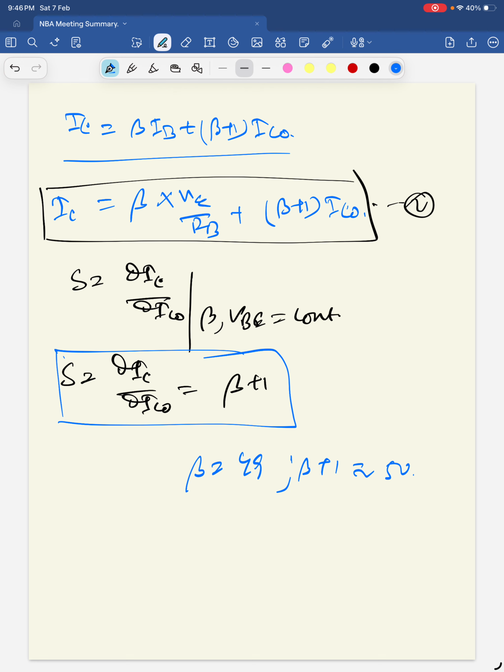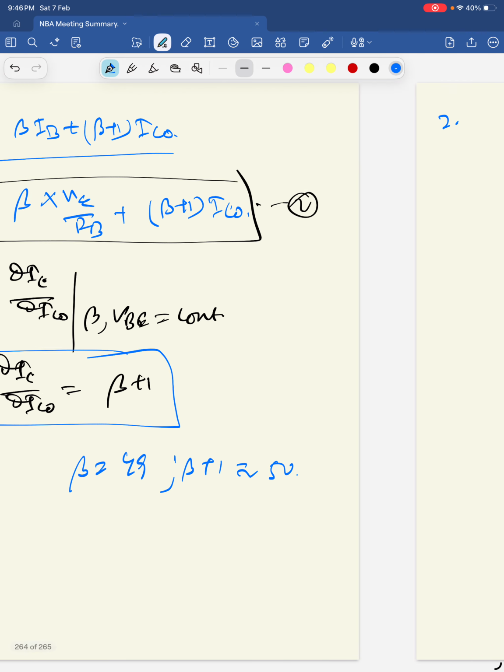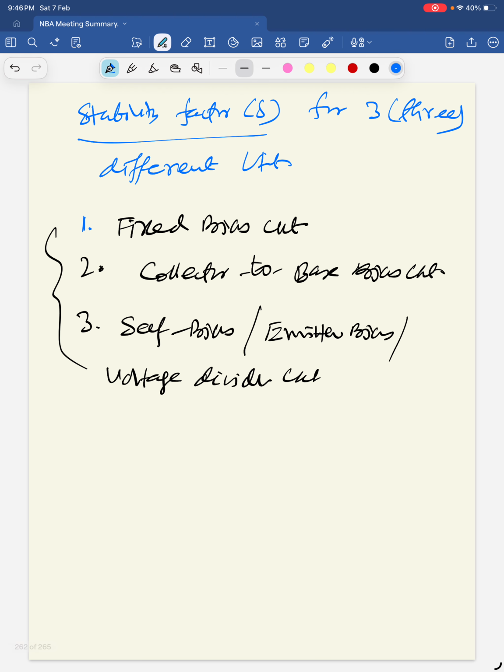Now we will go for the second one, collector to base bias circuit. So the fixed bias circuit is finished. Now we will go to the collector to base bias circuit. So let us draw the circuit first, the collector to base bias circuit.